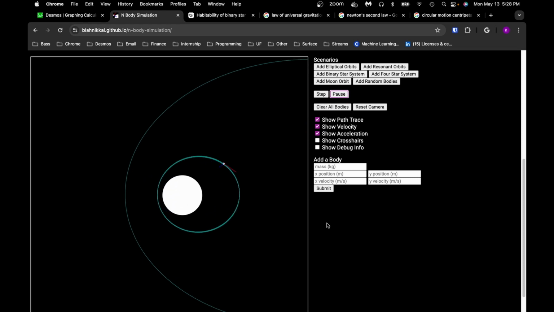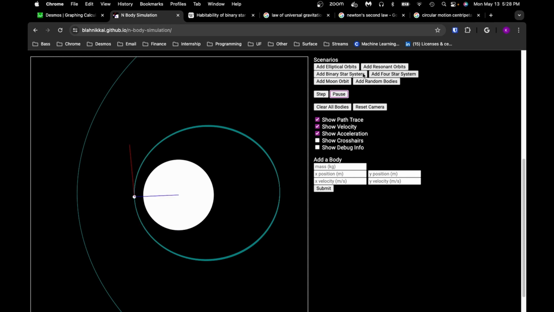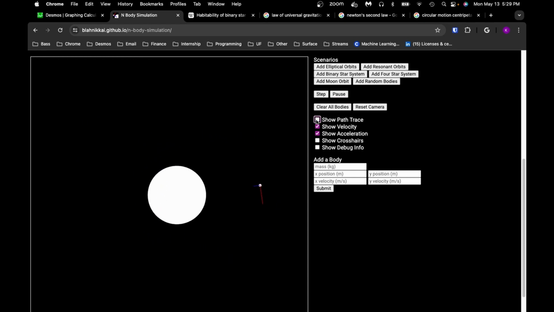What else is there? So you have options to draw, of course. There's a lot of other scenarios, and we'll get into those. And you can add all your own objects if you don't want to use the pre-made scenarios. But those are just some interesting scenarios. There's the path trace, of course. We can turn that off, and that deletes the history. So when you turn it back on, it'll start drawing from where the body is again.